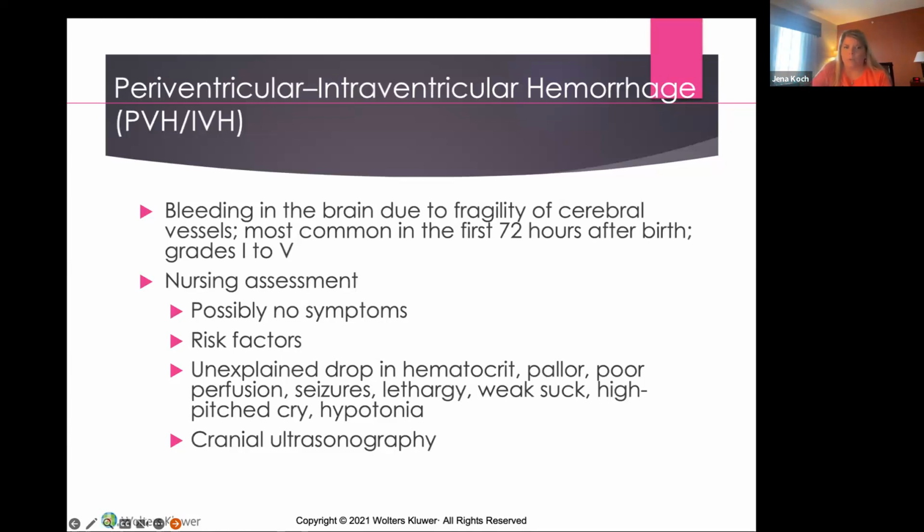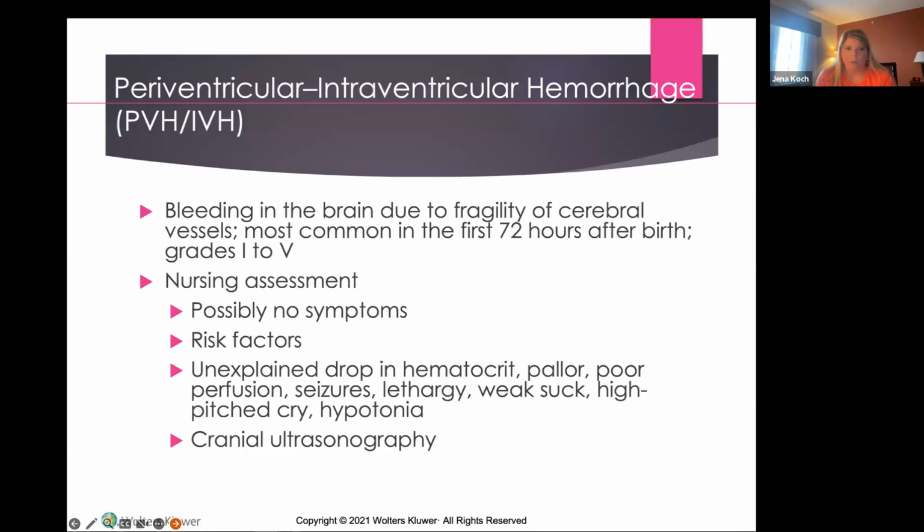There could possibly be no symptoms of IVH. Typically they will have a drop in their hematocrit because IVH is bleeding, hemorrhaging of the brain somewhere. They can have poor perfusion, they may have seizures. Typically it's a weak suck, high-pitched cry. If it's a 26-weeker or 27-weeker, they're not going to be crying because they will most likely be on the ventilator. But you may see hypotonia.